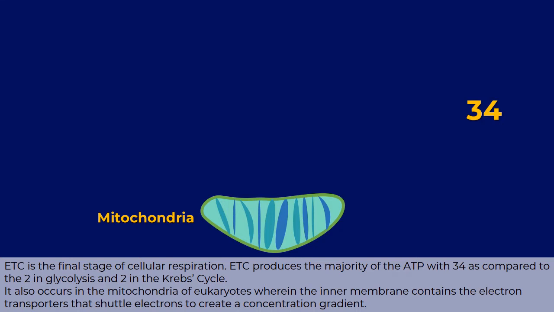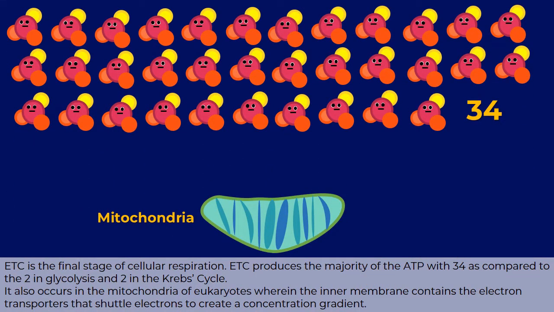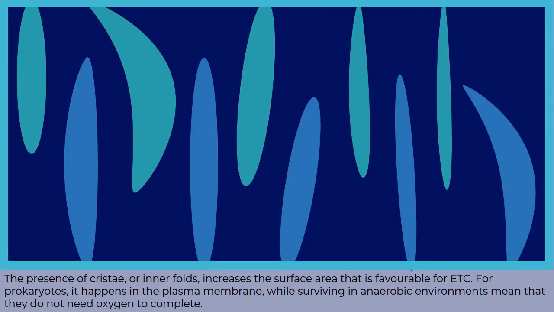ETC, or the electron transport chain, is the final stage of cellular respiration. ETC produces the majority of the ATP with 34 as compared to the 2 in glycolysis and the 2 in the Krebs cycle. It also occurs in the mitochondria of eukaryotes, wherein the inner membrane contains the electron transporters that shuttle electrons to create a concentration gradient. The presence of cristae, or inner folds, increases the surface area that is favorable for ETC.